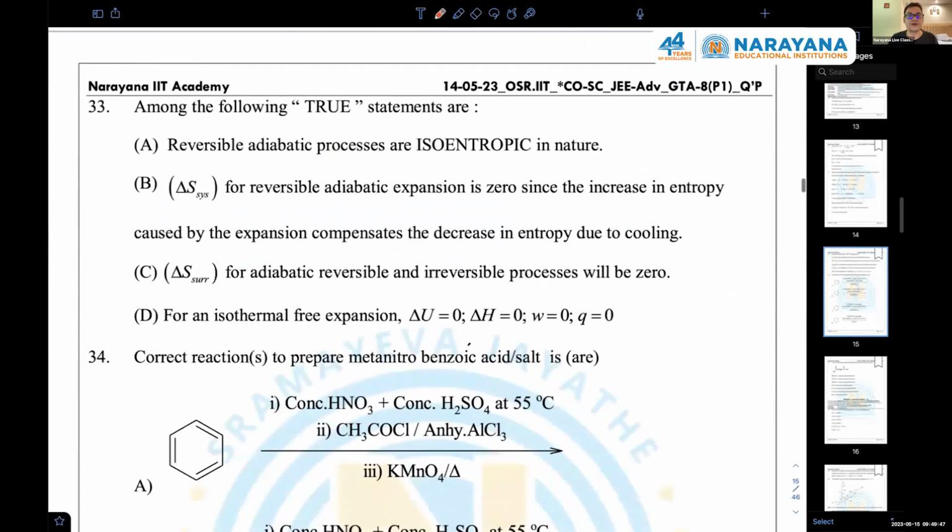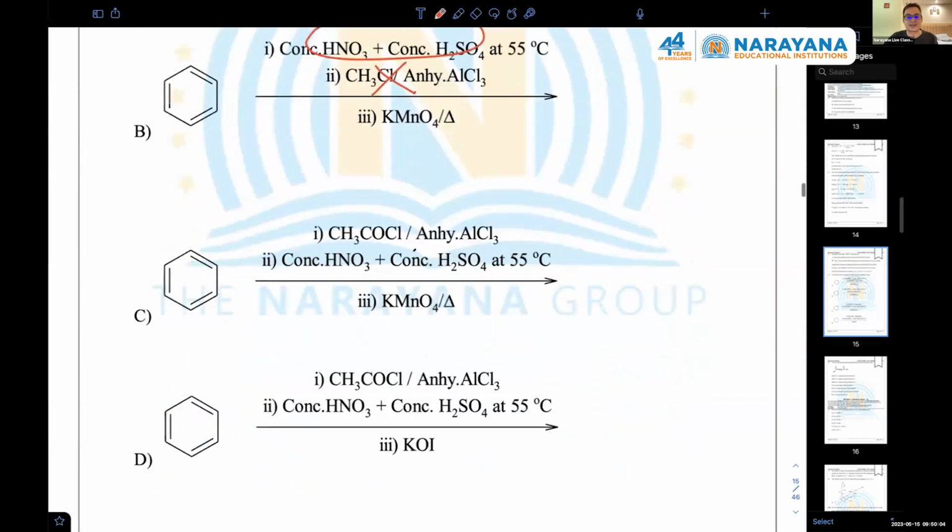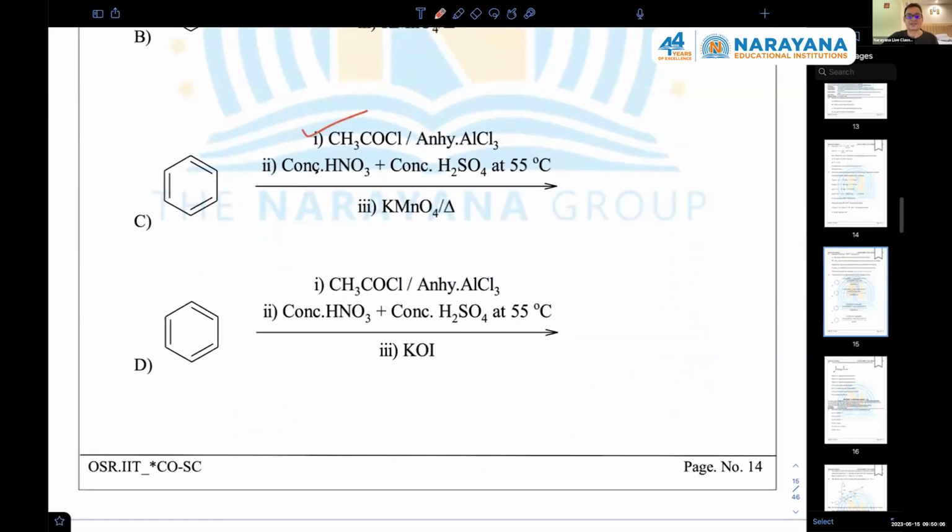Question number 34. You remember last lecture, Black Book, I asked almost the same question from Morrison Board. After nitration, we cannot do acylation. After nitration, we cannot do alkylation. So here, after acylation, we can do nitration, and then the COCH3 part will oxidize into COOH. First acylation, then nitration, the COCH3 part will do haloform reaction and become COOH. So C and D both can be answered.